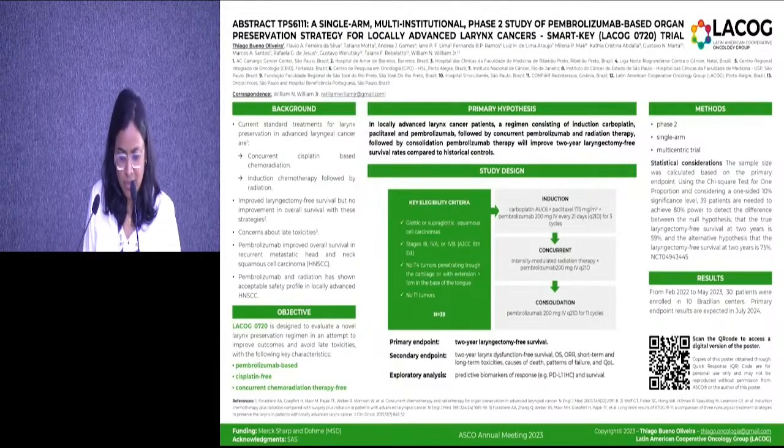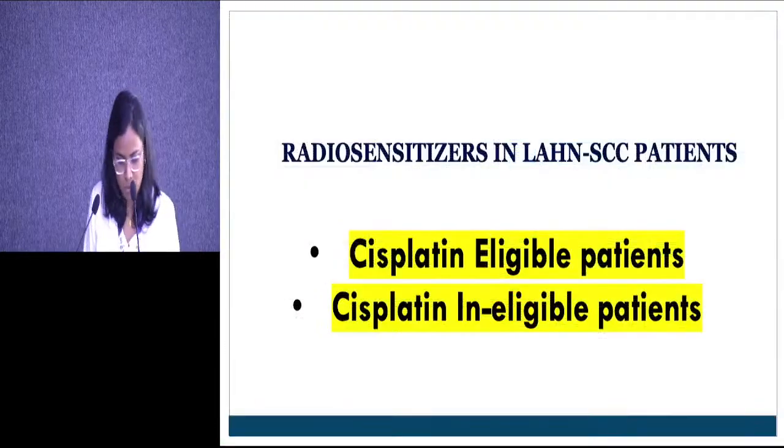There are certain other studies which are looking at other immunotherapy based neoadjuvant strategies. I will not go into them. And I think just a word on radiosensitizers in patients where we look at concurrent chemoradiation.